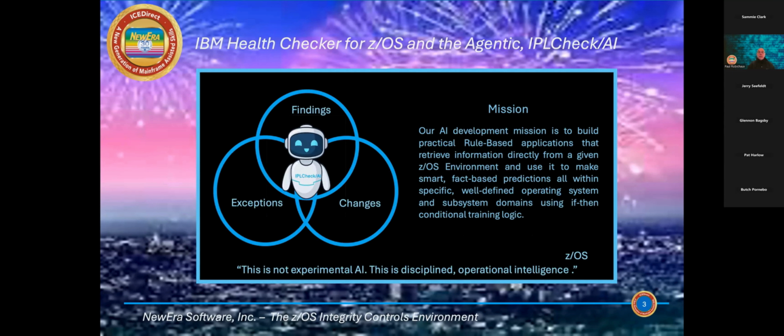Well, IPL Check AI really is the integration of 3 specific data types into a single view. Findings, of course, those are the errors, warnings, and notices produced by Image Focus. Exceptions, those are the high, medium, and low exceptions as produced by the IBM Health Checker for z/OS, and changes, which are adds, deletes, and obviously changes in members that are discovered along the IPL path that are a part of the new baselining feature that we've made available within it.